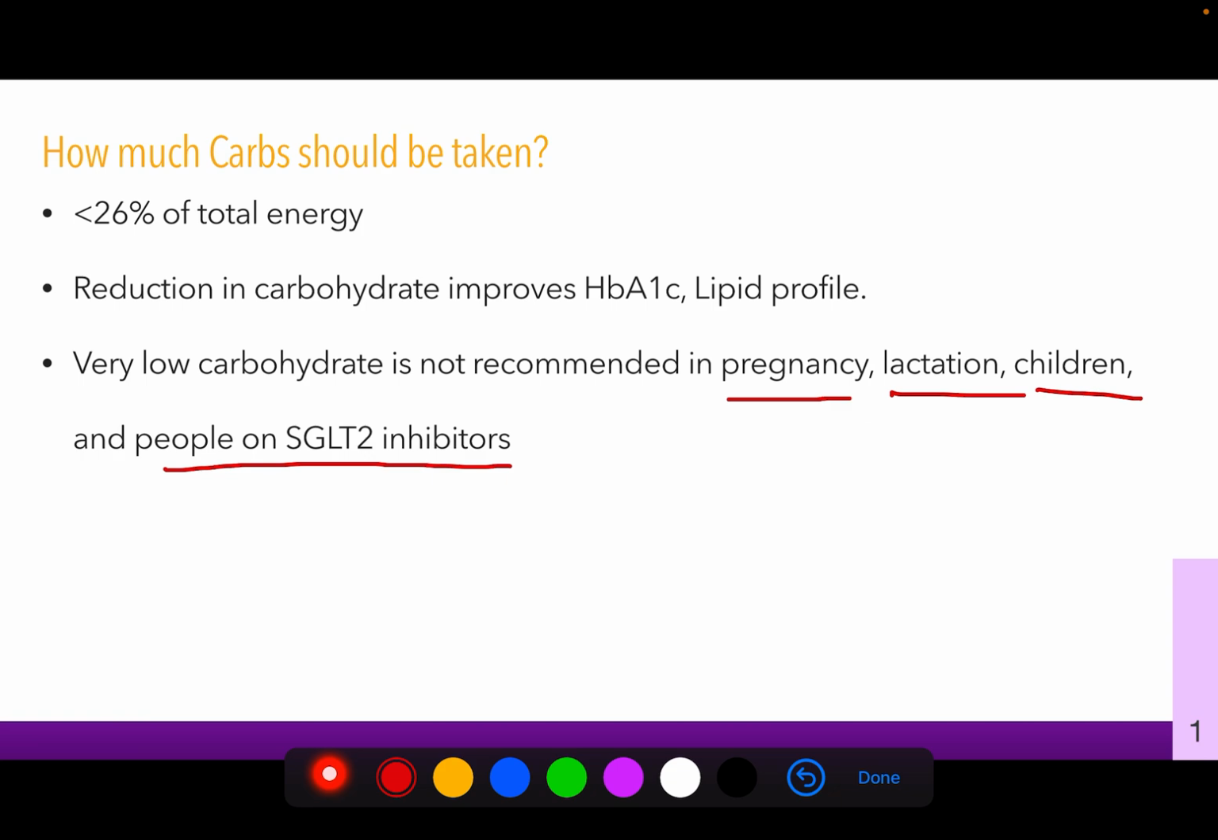So why is it not recommended in pregnancy, lactation, children? It's very obvious. It will affect the development and growth of the child. And what about people on SGLT2 inhibitors? People on SGLT2 inhibitors have a risk of dehydration. Now, upon dehydration, if you ask them to restrict glucose to a very low level, they might end up having ketoacidosis. So to prevent ketoacidosis, a very low carbohydrate diet is not recommended in pregnancy, lactation, and people who are at a risk of developing ketoacidosis.